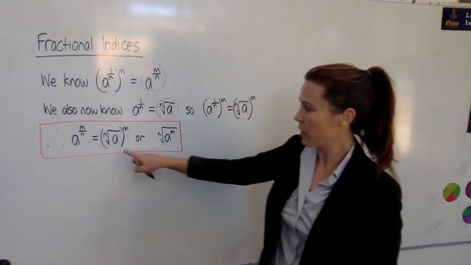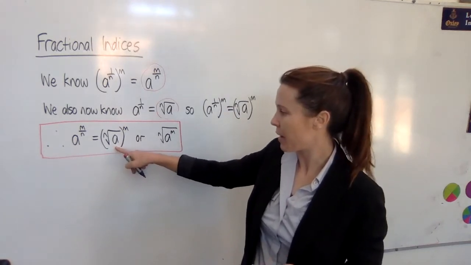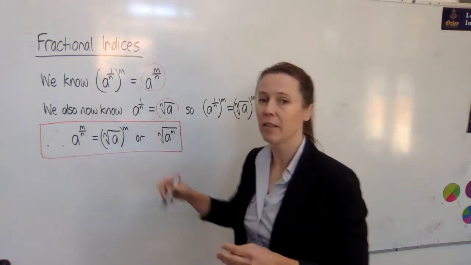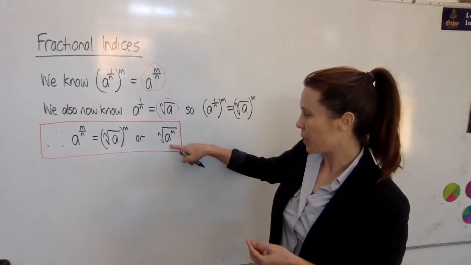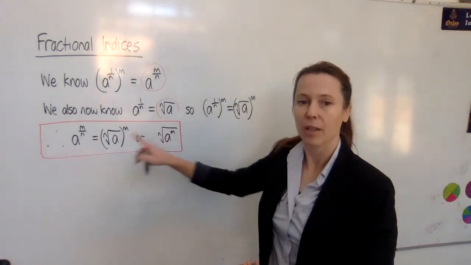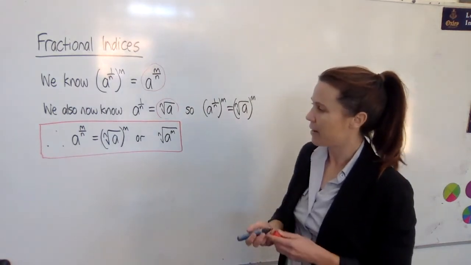Now, the order doesn't matter, so this expression here, where we've taken some number a, we've found the nth root of it, then we've raised it to the power of m, that's exactly the same as taking the original number a, raising it to the power of m, and then finding the nth root. They're exactly the same as each other. So let's put a box around that and put that in our theory notes.